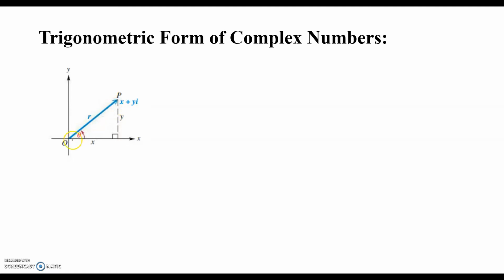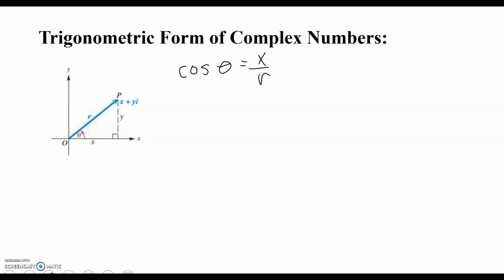Remember, r is the magnitude or the length of the vector, and this is theta, which is our direction angle. What we want to do is consider this angle theta and calculate the cosine of theta. So remember the formula: cosine of theta is equal to the adjacent side, which would be x over r.